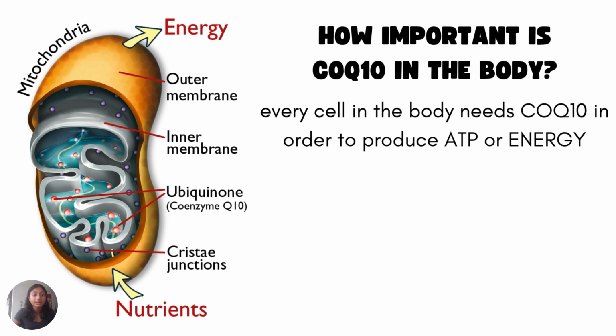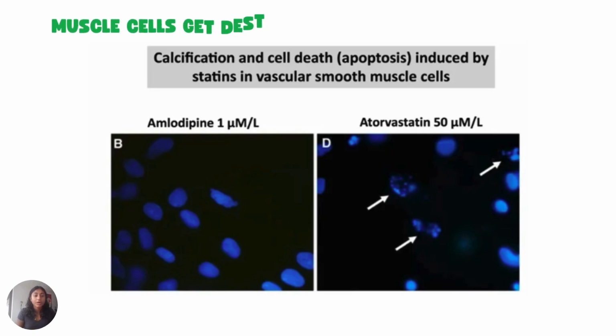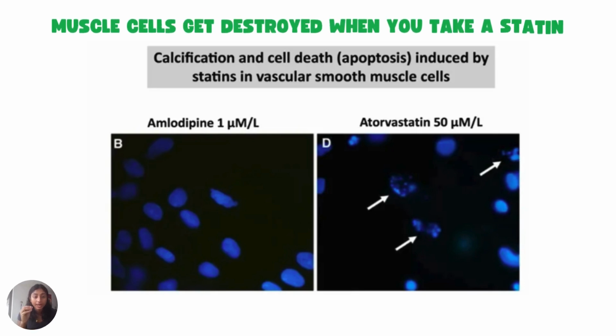Your muscles are particularly dependent on mitochondria for energy, right? Which is why when you look at a muscle cell under the microscope, under the influence of statin, the muscle cells literally get destroyed. They undergo apoptosis. So that is why people get muscle cramps with statins.